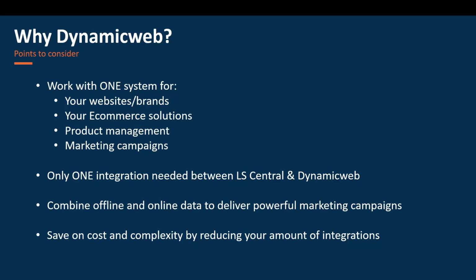can get your products into all these different channels utilizing the product information management tool in Dynamic Web. And from then you can of course also set up all these different powerful marketing campaigns that we've talked a little bit about. So really the core unified commerce thing here is the one integration that you need between LS Central and Dynamic Web. And again, this allows you to combine offline and online data to really deliver powerful marketing campaigns. And it also enables the customer in the end to save on complexity by reducing the amount of integrations while delivering on this unified commerce offering.